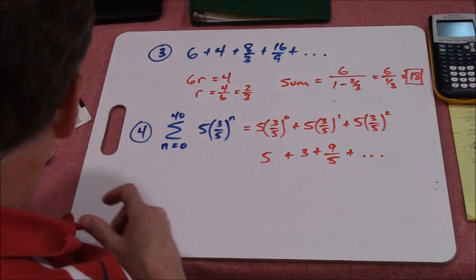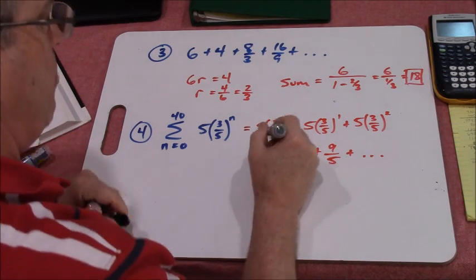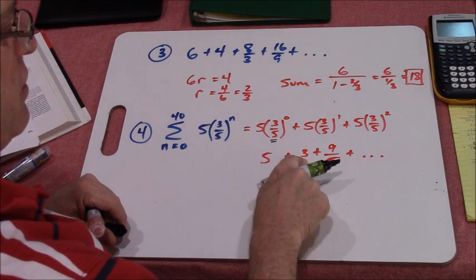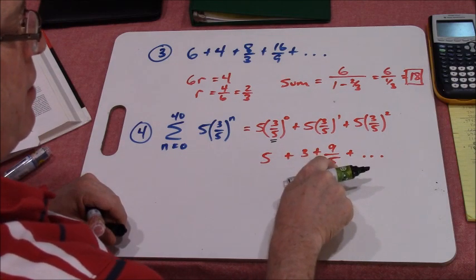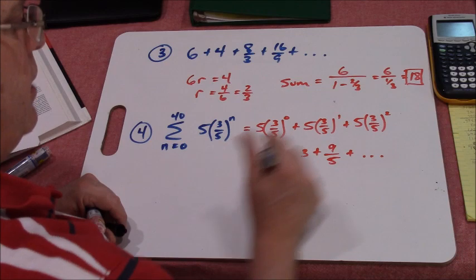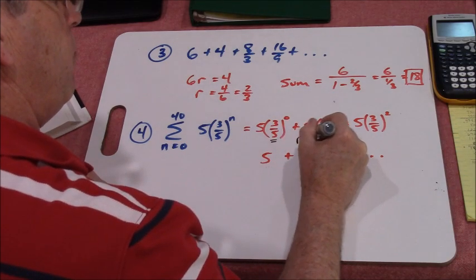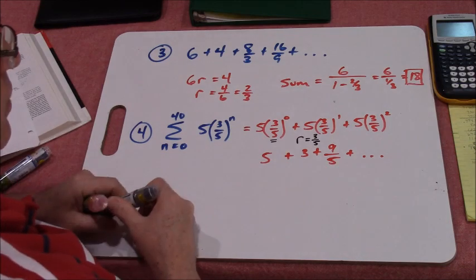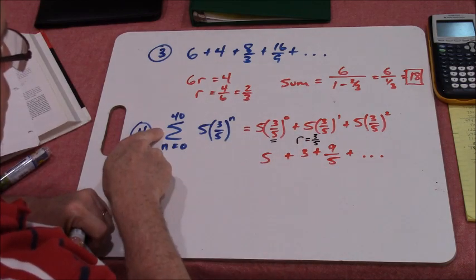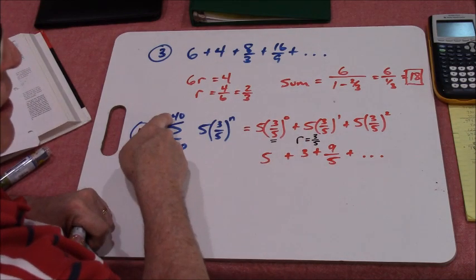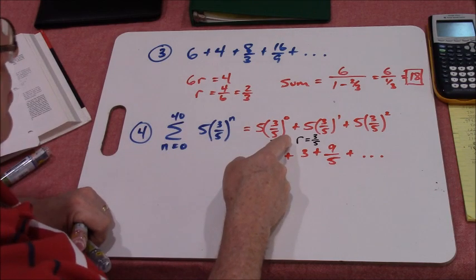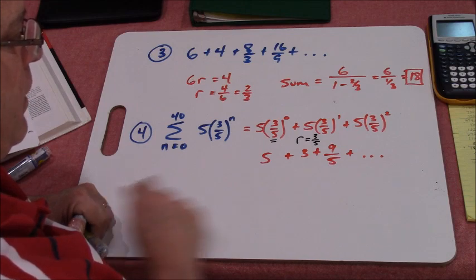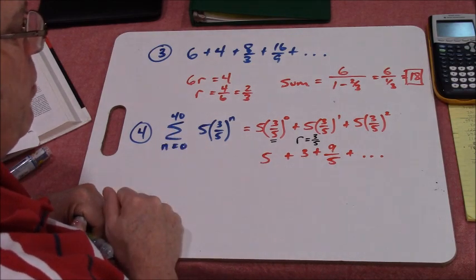Well, the nice thing here is I can see what I'm multiplying by. I multiplied by 3/5 to get the next term, and then I multiplied by 3/5 again, and so we're going to say that our r value is 3/5. So if this would have said the summation for n equals 0 to infinity, well then I can just go back and do it like the last problem. But it didn't say that, it only said up to 40.